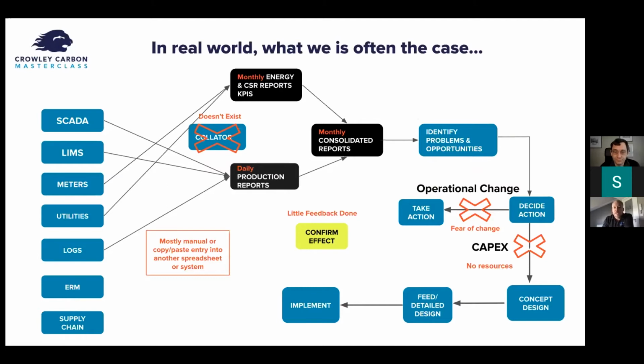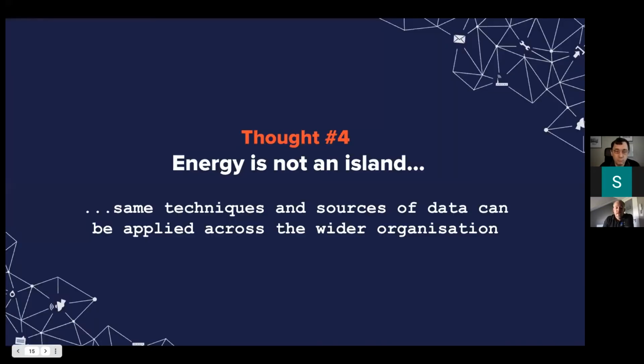So this is how we see a virtuous circle for continuous improvement and optimization on energy, carbon, and other topics. The execution needs to be done well, and that's often what's lacking with organizations for legitimate reasons. Charles, I'll hand back to you.